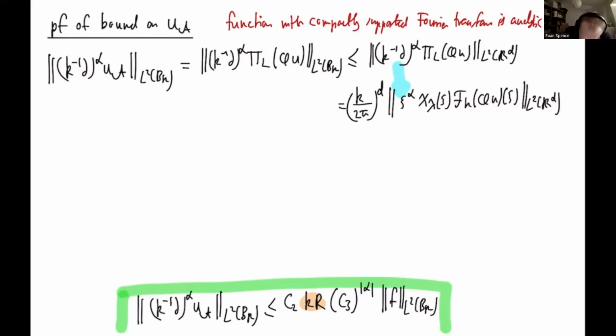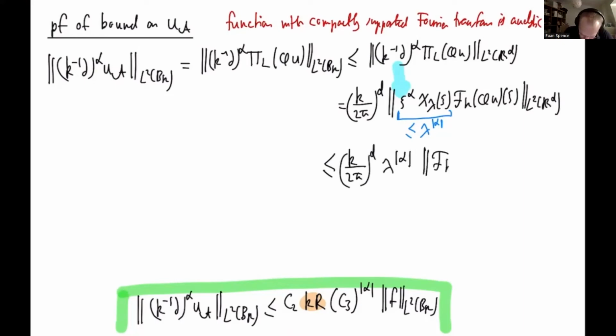Now chi sub lambda is just the indicator function cutting things off for frequencies at lambda. So the modulus of this quantity is less than or equal to lambda to the mod alpha, because I'm cutting off to frequencies less than or equal to lambda. So this is less than or equal to K over 2 pi to the power D, lambda to the mod alpha.